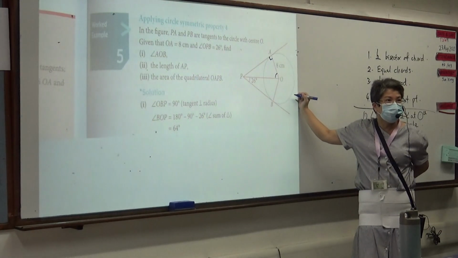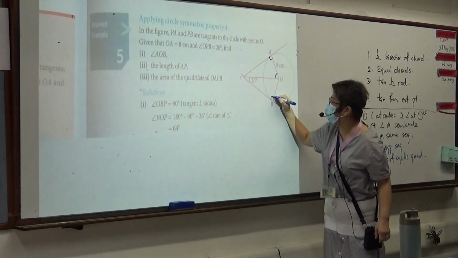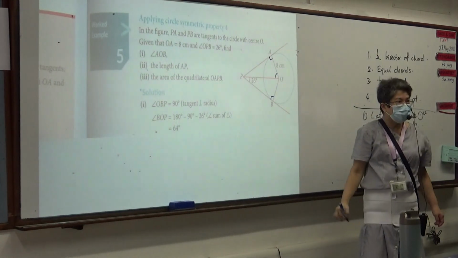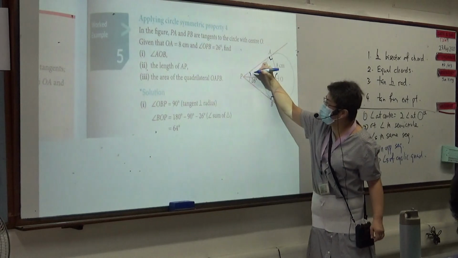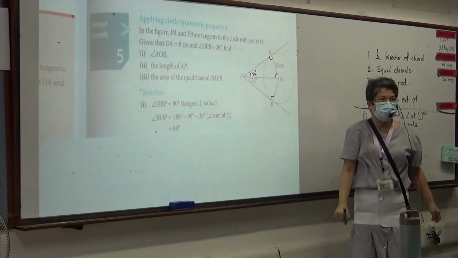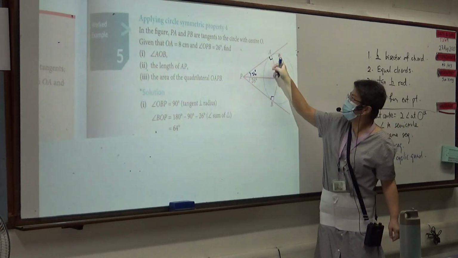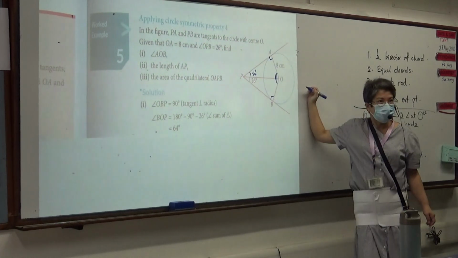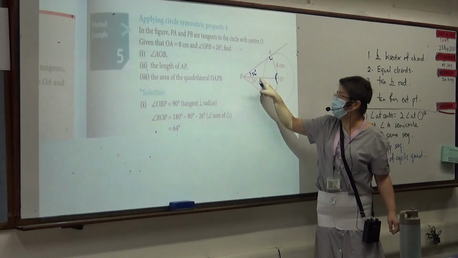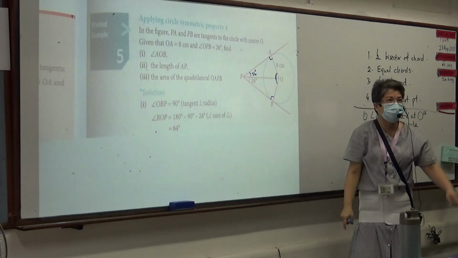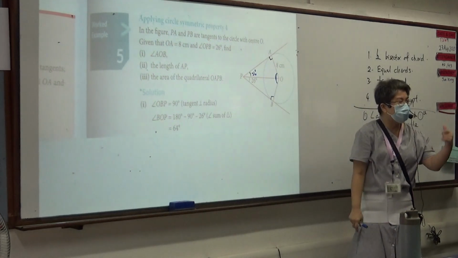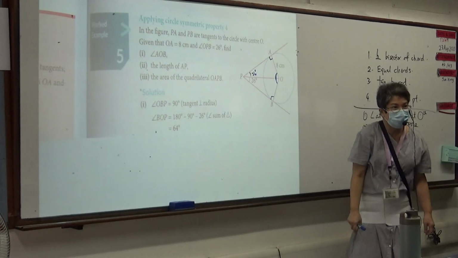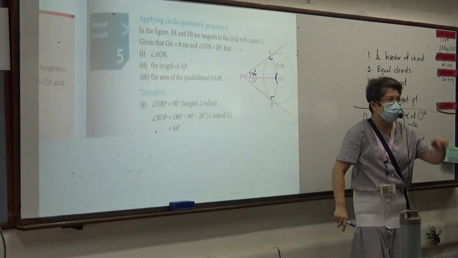Tangent perpendicular radius. This is also 90, right? Alright. This is 26. This will be 26, right? They want to find angle what? AOB. That means the whole thing here, right? Correct? Do you agree that these 4 angles add up to 360 degrees? Angle sum of what? Quadrilateral. Then you just get angle AOB straight away.